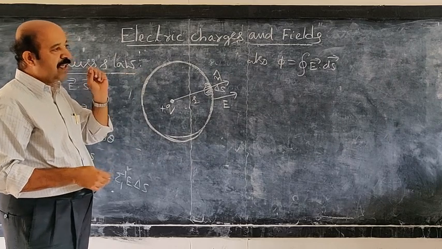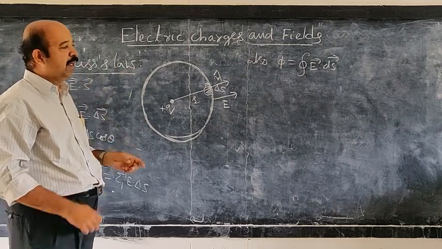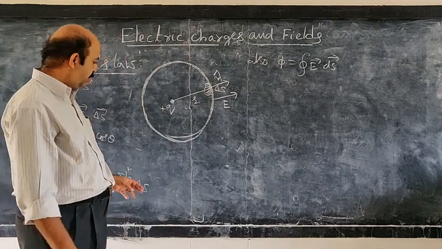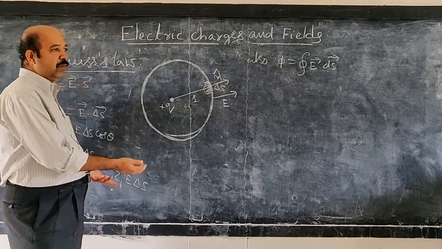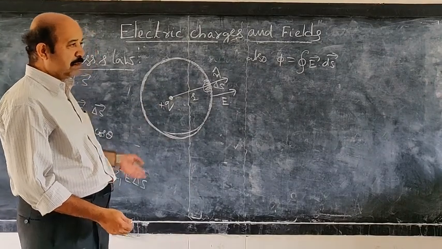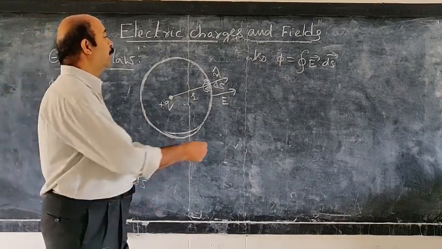Where the electric field is not constant at every point, in such a case we use that integral method, and if the field is constant, then we use this summation method. So that is the difference between these two, but basically they give the same meaning.